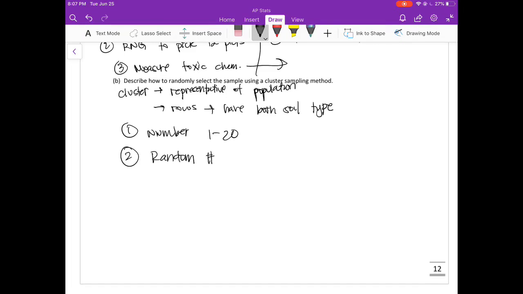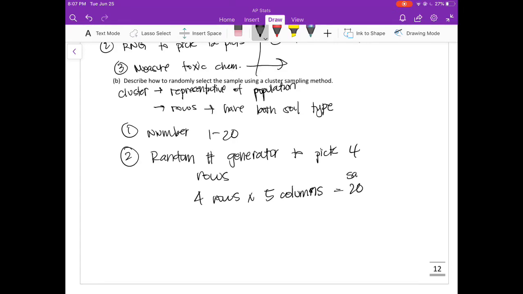So use a random number generator to pick 4 rows, since 4 rows times 5 columns equals sample size 20. Okay, and then 3 is still the same thing. Measure our chemicals in ppm, so toxic chemicals in ppm. Okay.